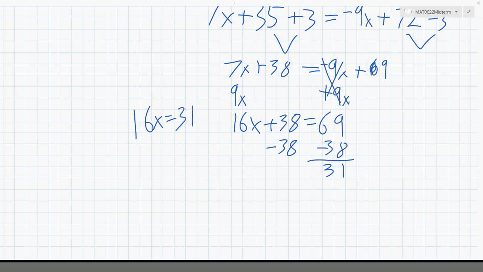So we did the addition, subtraction. Now we isolate the variable by dividing both sides by 16. Yep, that's what we're going to do. And it's not going to be pretty.